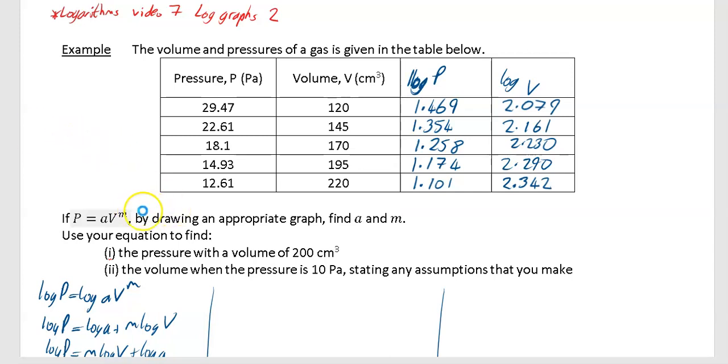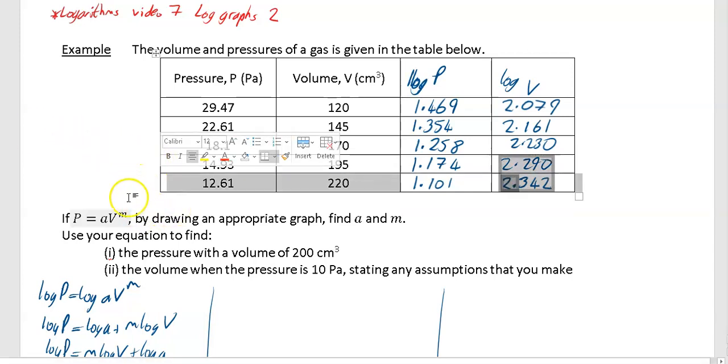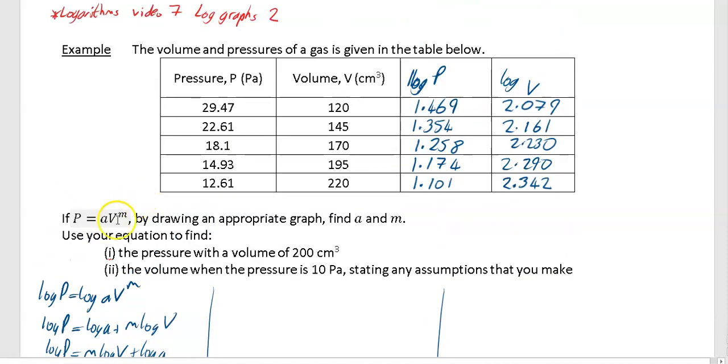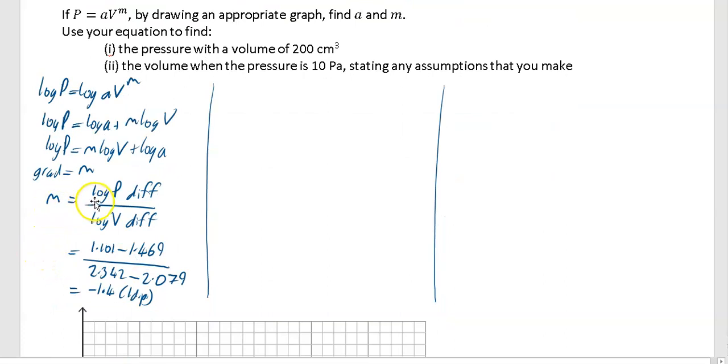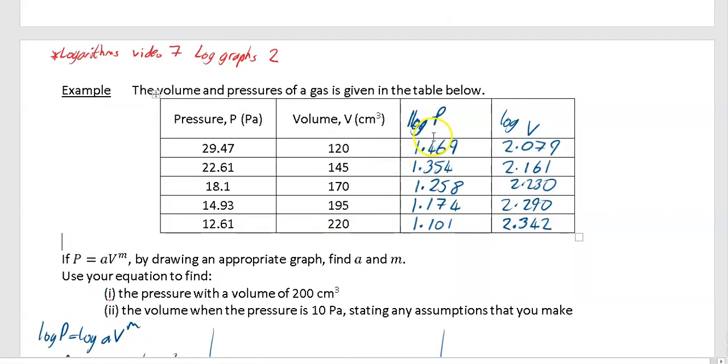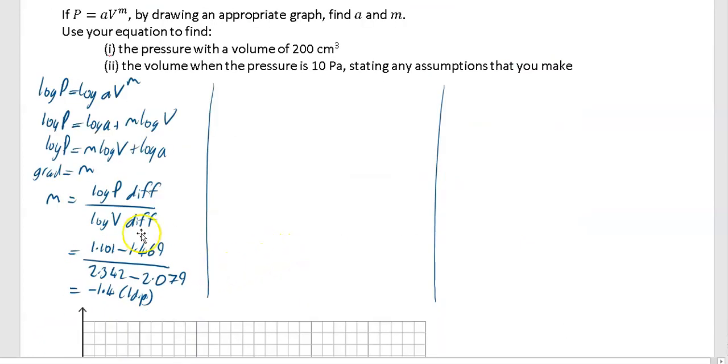So once we've done that, I'm just going to look down and see how we actually find the value of our M first of all, which was our gradient. So M is the log P difference over the log V difference. To do this, I picked these two pairs of values. So I'm going to do the log P, so this one minus this one over this one minus this one. And you can see I've done that here, and I got minus 1.4 to 1 decimal place.